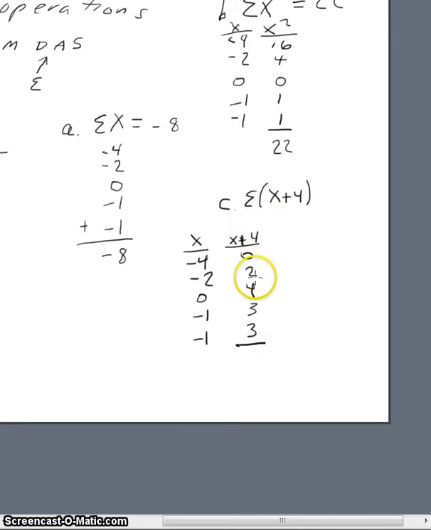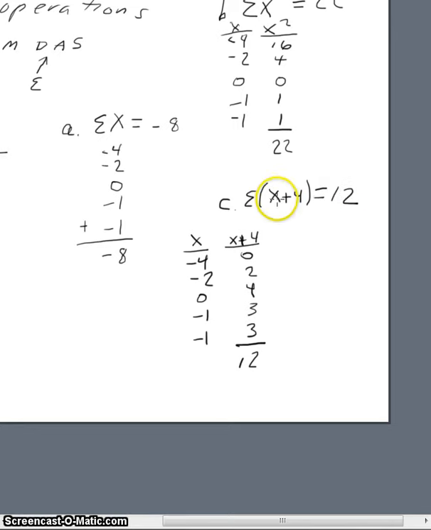So now we can go 2 plus 4 is 6, plus 3 is 9, 9 plus 3 is 12. Okay, and then there's no addition beyond when we did the sum, and there's no subtraction. So our answer is 12.